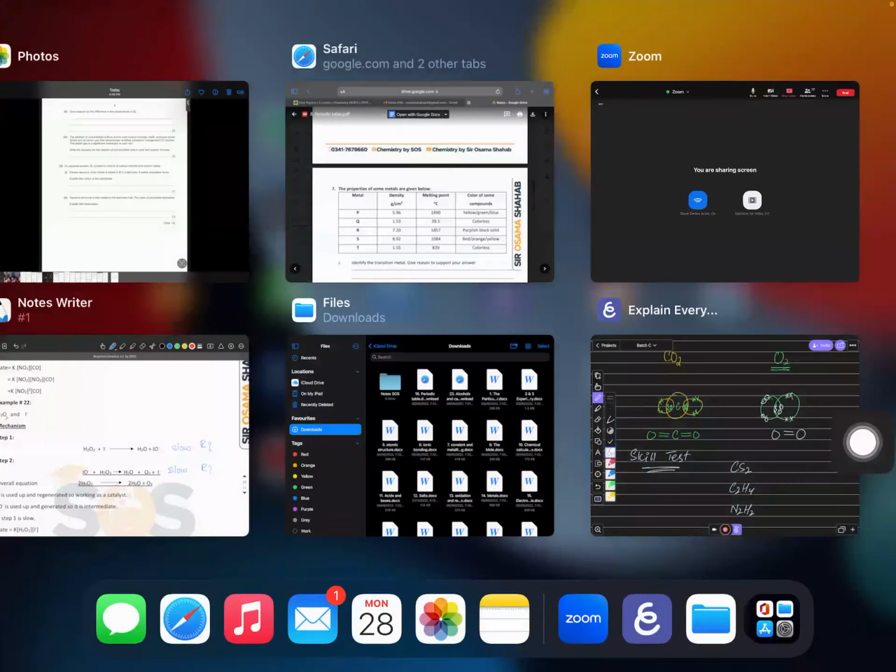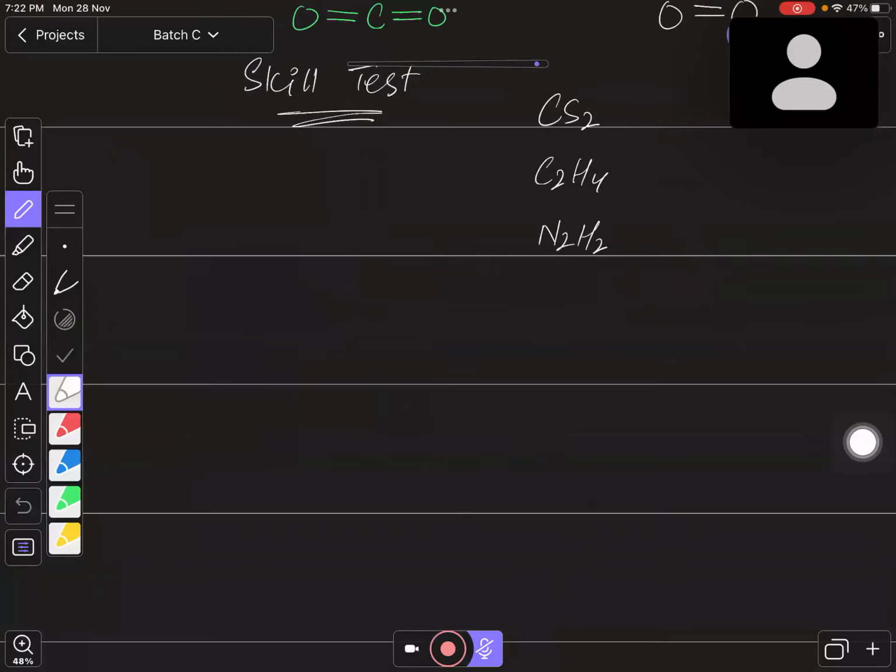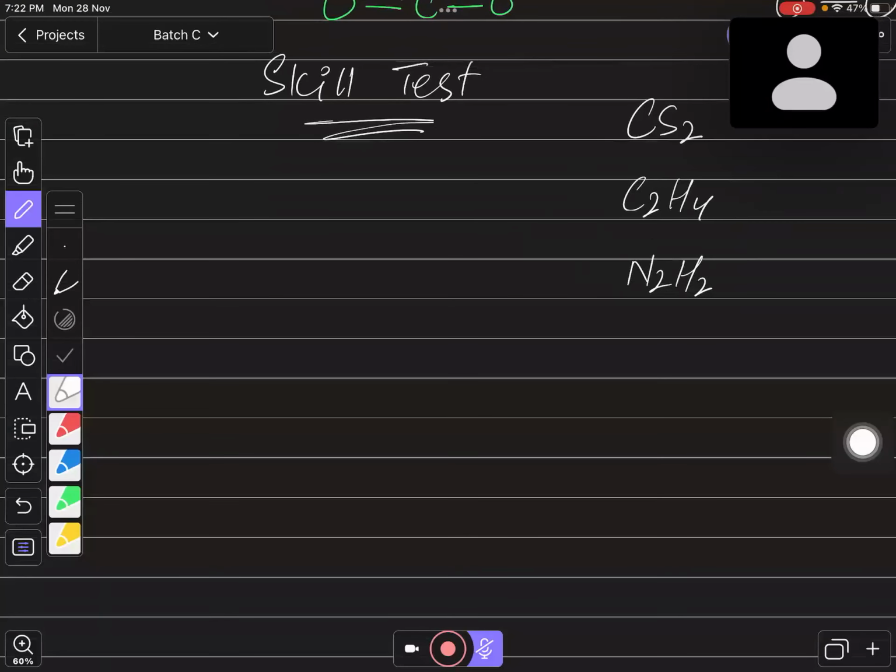Whenever you talk about CS2 and C2H4 and N2H2, you need to draw the structure like this. First of all, we have one carbon, and we have two sulfurs. So it is like this, right?